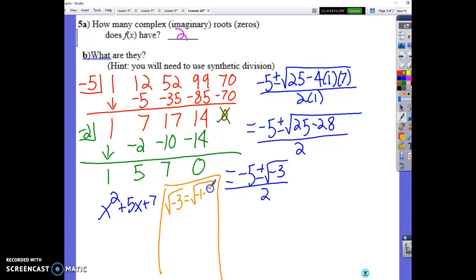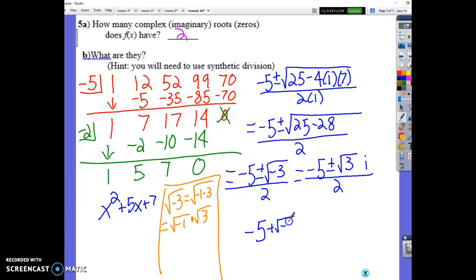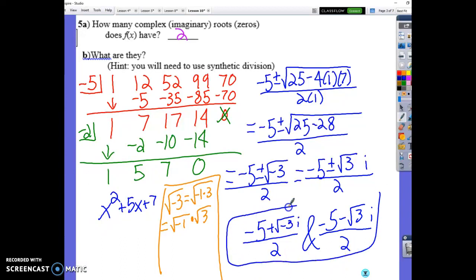Now a quick side note over here in orange: the square root of -3 equals the square root of -1 times 3, and we can write that as the square root of -1 multiplied by the square root of 3. Remember the square root of -1 equals i, so we can pull out that i. So this is going to equal -5 plus or minus the square root of 3 multiplied by i outside of that radical. So our 2 complex answers are -5 plus root 3 i all over 2 and -5 minus root 3 i all over 2. Those are our answers that I just boxed in blue.